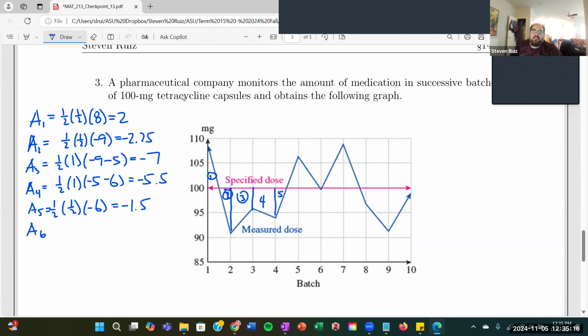Area 6 will be here. That'll be 1/2 times 1/2 times the height, which I think is +6. So that'll be 1.5. Area 7 is another triangle. So area 7 is equal to 1/2 times the base, which is going to be 1, times the height, which we said was 6. So that area was 3.